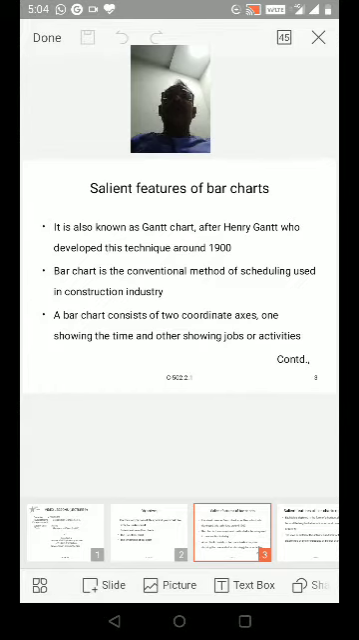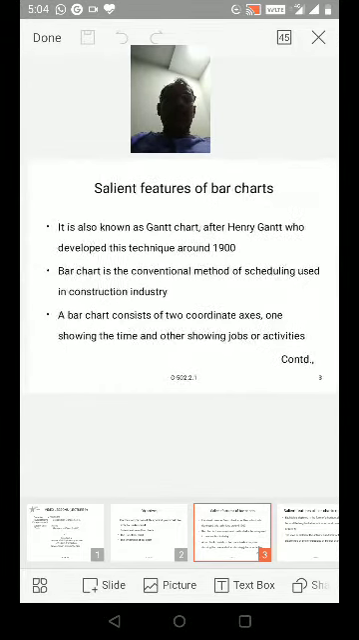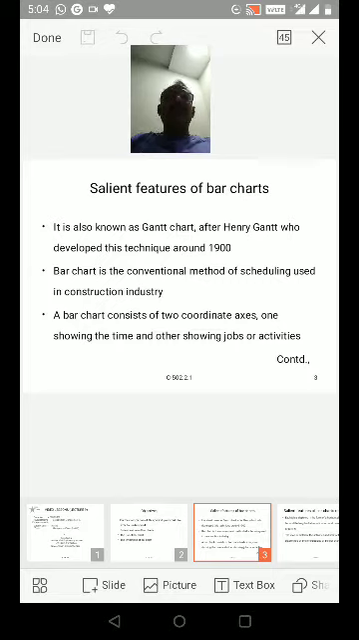The bar chart consists of two coordinates. The horizontal represents the time elapsed, and the vertical represents the jobs or activities performed. This was first developed by Henry Gantt, which is why it is also called a Gantt bar chart, because Gantt developed it in 1900.